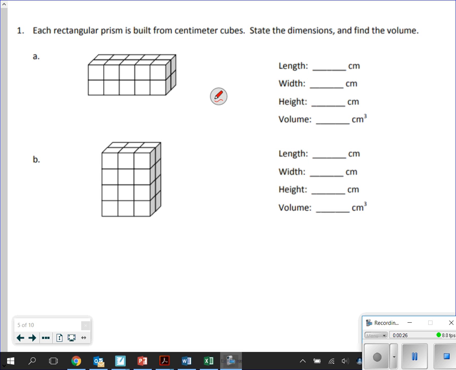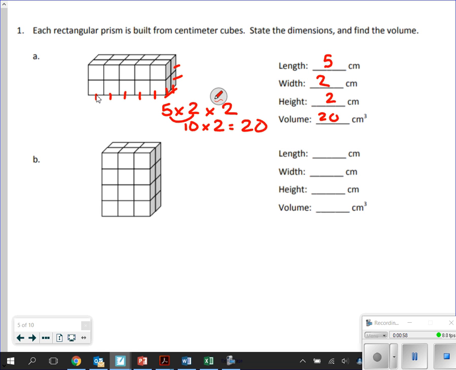Okay, so you got 5 for the length. So 1, 2, 3, 4, 5. 2 for the width. 1, 2. 2 for the height. 1, 2. And you said 5 times 2 times 2. 5 times 2 is 10. 10 times 2 is 20. So the volume is 20. You guys get 20? Good, because that's what it is.